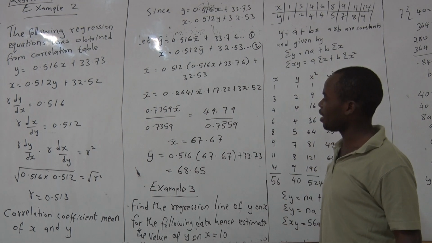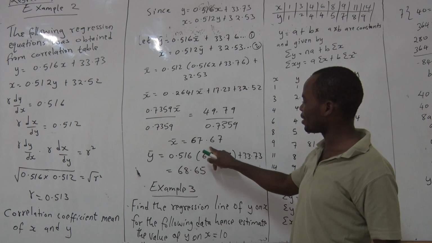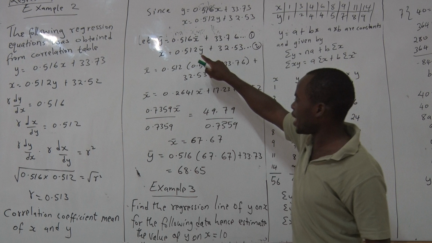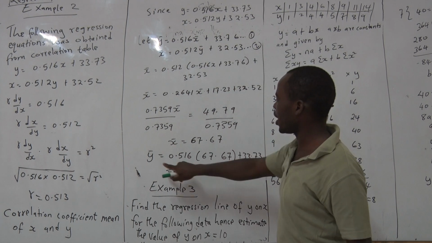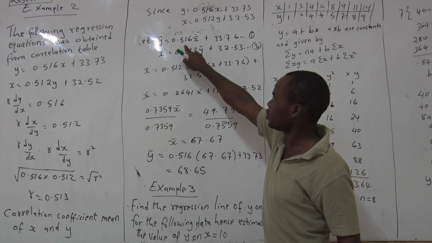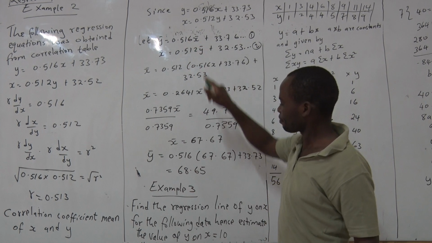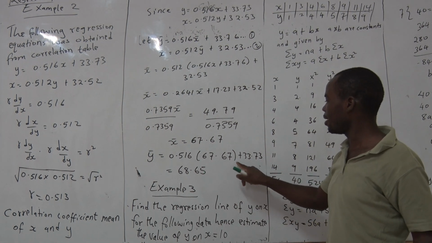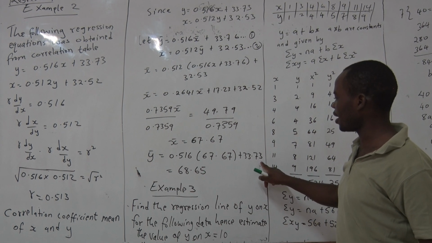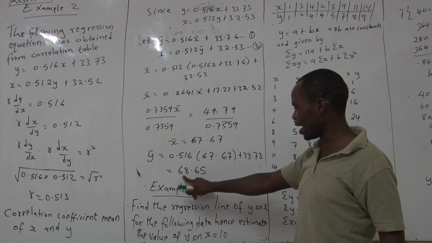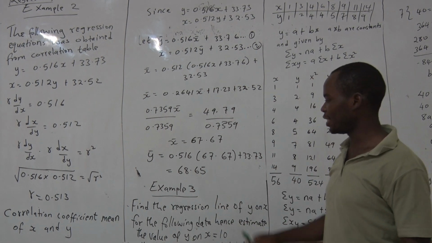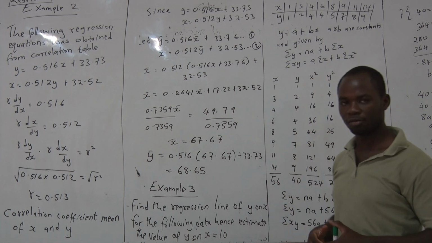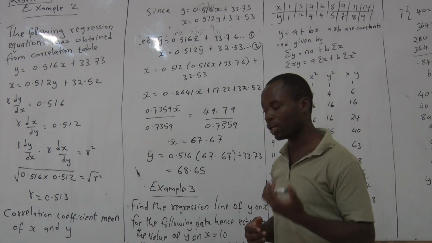So x bar is 67.67. And therefore, if we have x bar as this, we can substitute it in equation 1, whereby we have y bar is equal to 0.516 in bracket x bar, and x bar is 67.67, plus 33.73. This gives us 68.67. And this is how we can find the correlation coefficient mean of the unknown variables x and y.